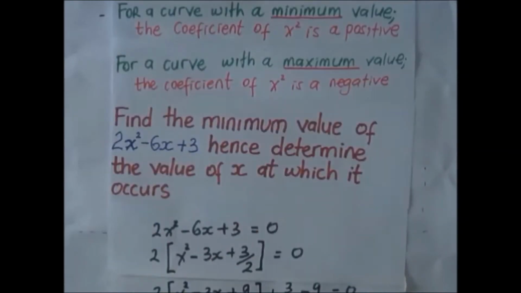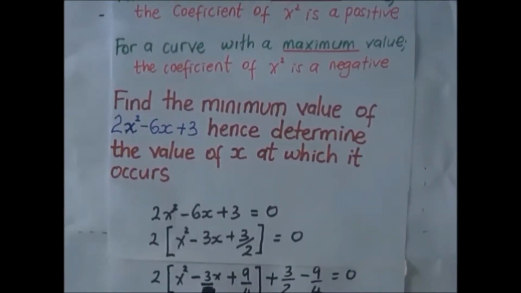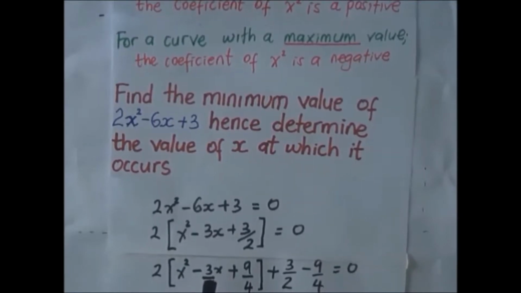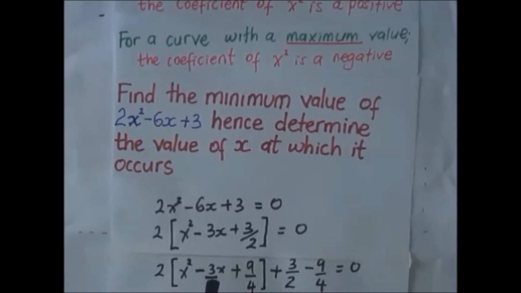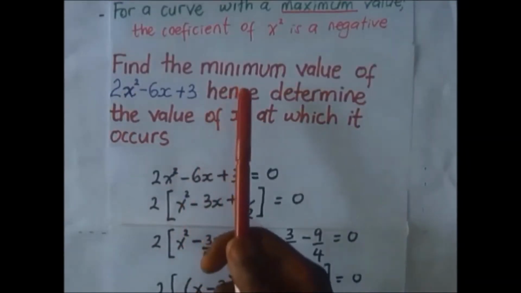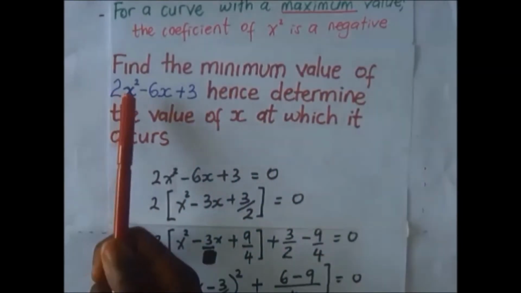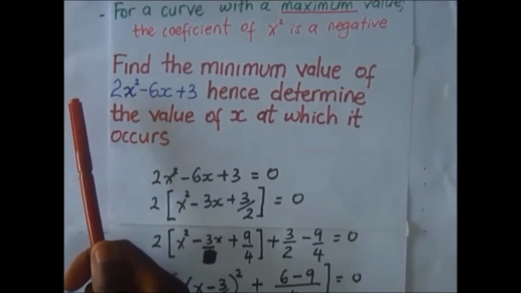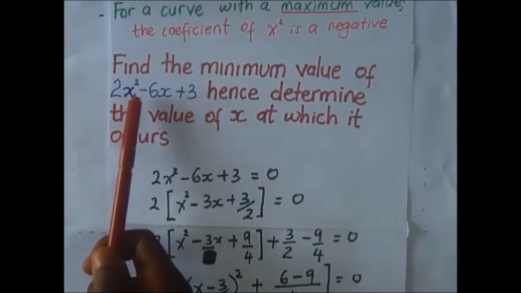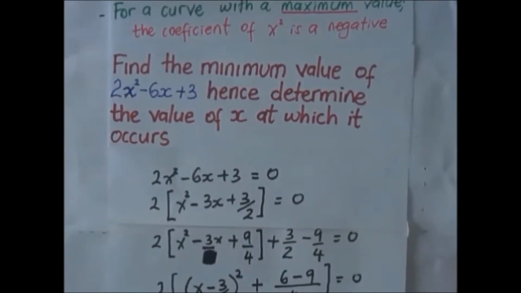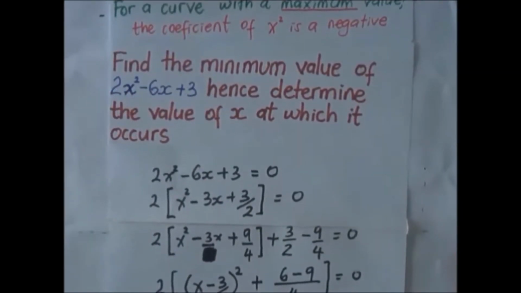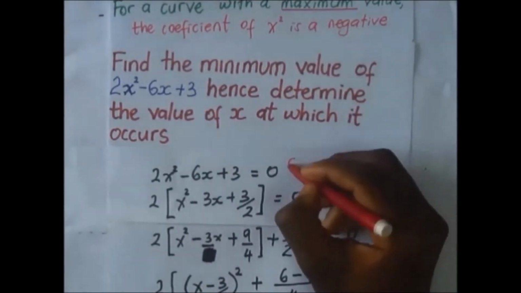Find the minimum value of 2x squared minus 6x plus 3. Hence, determine the value of x at which it occurs. First of all, it is a minimum value because the coefficient of x squared is positive. It has a minimum point. So to determine that minimum point, we are supposed to complete the square and formulate that equation so that it is in this form.